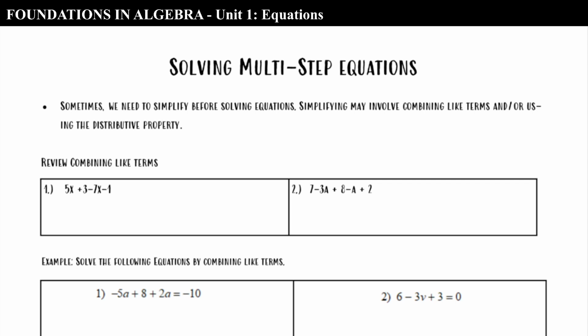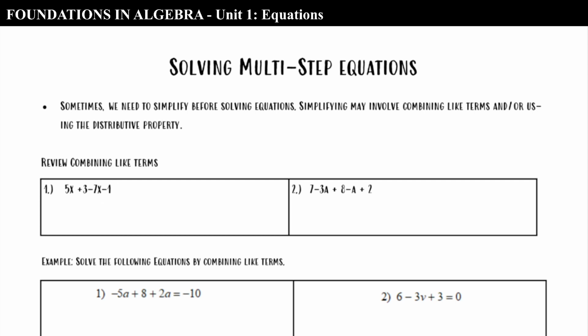So we're moving on to multi-step equations, and it's really going to be not that much different than what we did in 1 and 2 step equations. We're just ramping it up to where it takes more steps to do this, and we're going to include concepts like combining like terms and using the distributive property. So let's start off by reviewing combining like terms.